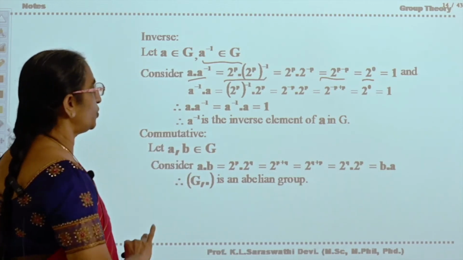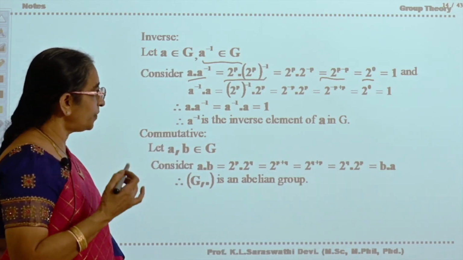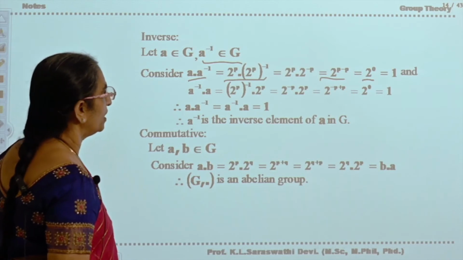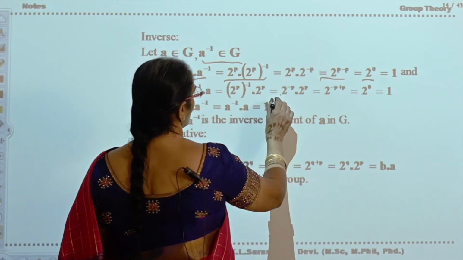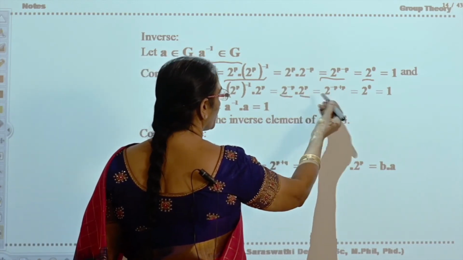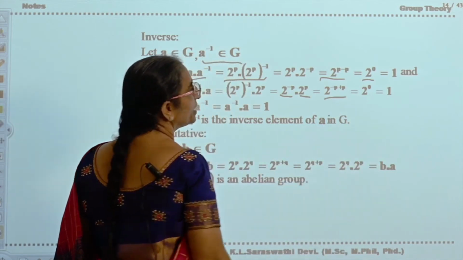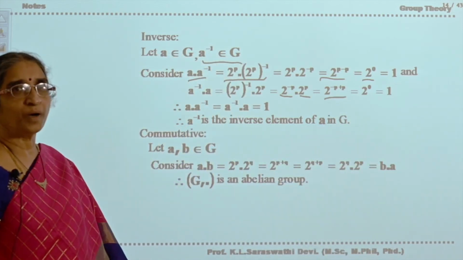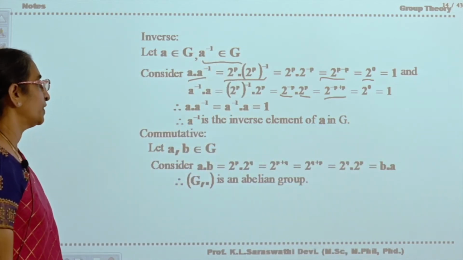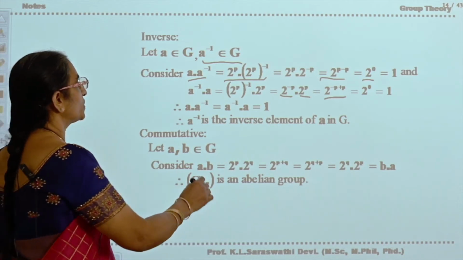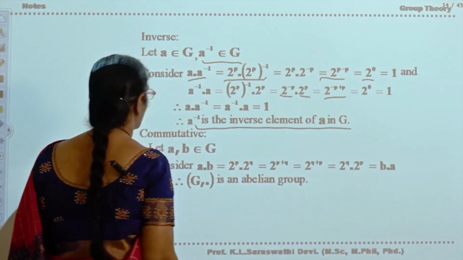A inverse into A, that is 2 power P whole power minus 1 into 2 power P. By the theory of indices you can write 2 power minus P into 2 power P. From this, 2 power minus P plus P, that is 2 power 0 is equal to 1. Therefore, there exists an inverse for every element A in G.